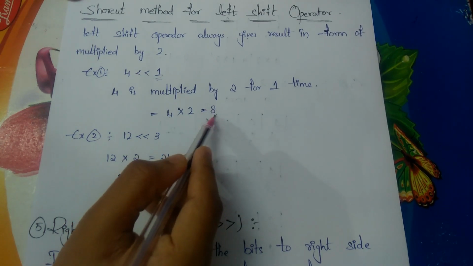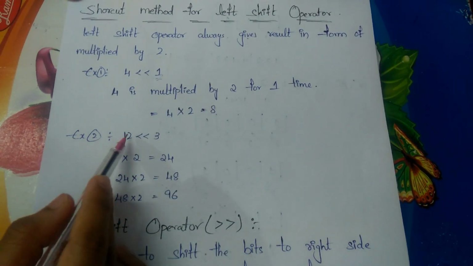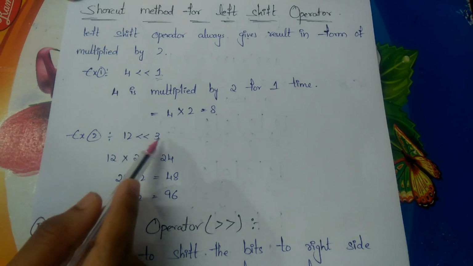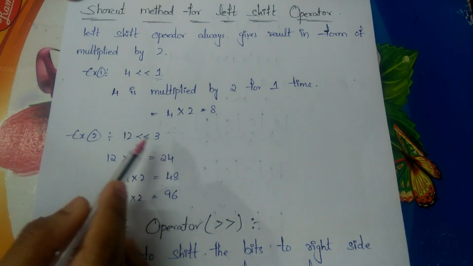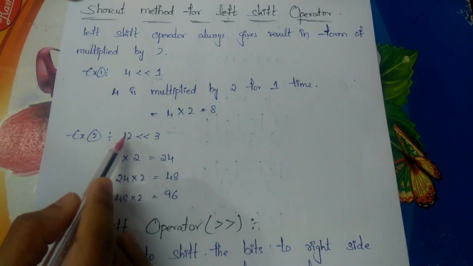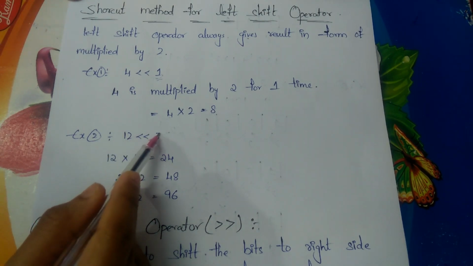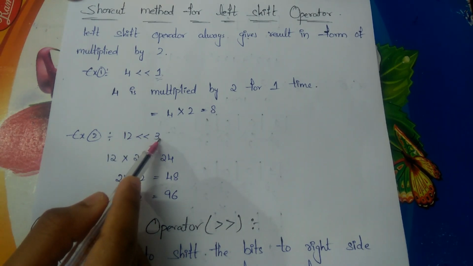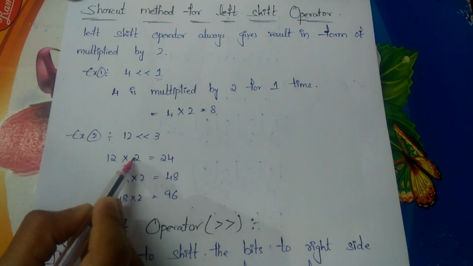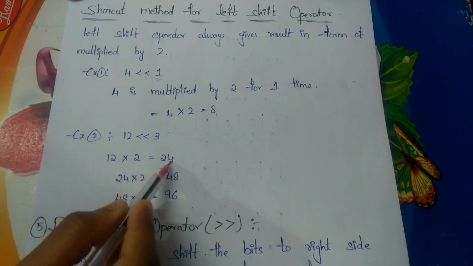We got the same answer. Now the example 2, 12 less than left shift operator 3. Now we have to multiply. This 12 is multiplied by 2 for 3 times. So 3 times we have to multiply. So 12 into 2 we will get it as 24.